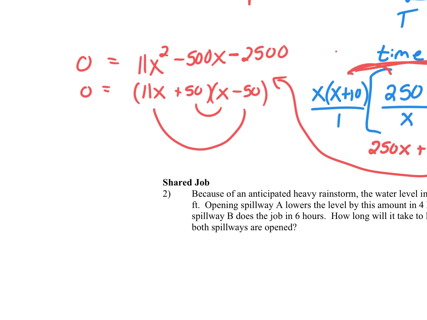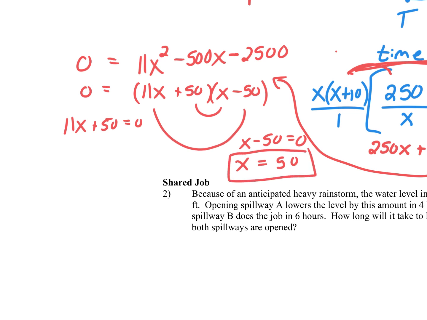So we take the two terms, 11x plus 50 equals 0, and x minus 50 equals 0. So what are the two answers we get? 50. And this is negative 50 over 11.